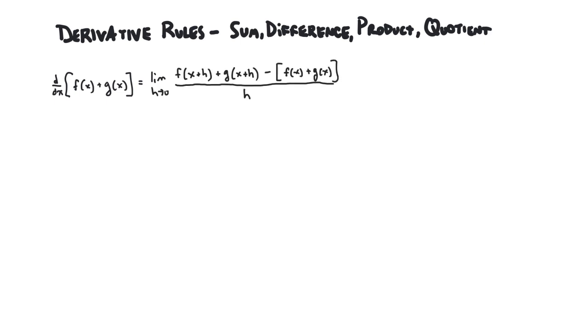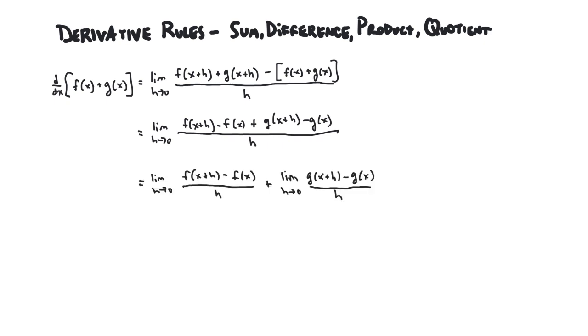When we write out the difference quotient and consider simplifying, I see that in the numerator, I can rearrange the terms so that f of x plus h is subtracting f of x, and g of x plus h is subtracting g of x. Then when I distribute the limit, I see that I'm just looking at the sum of the derivatives of f and g. So the derivative of a sum is simply the sum of the derivatives.